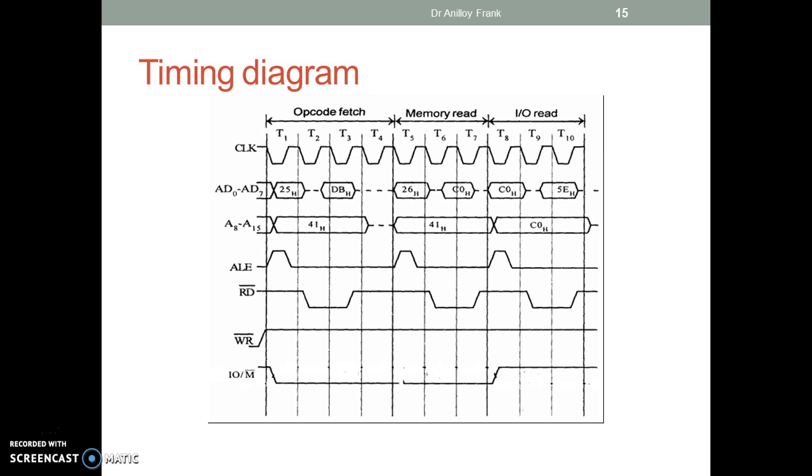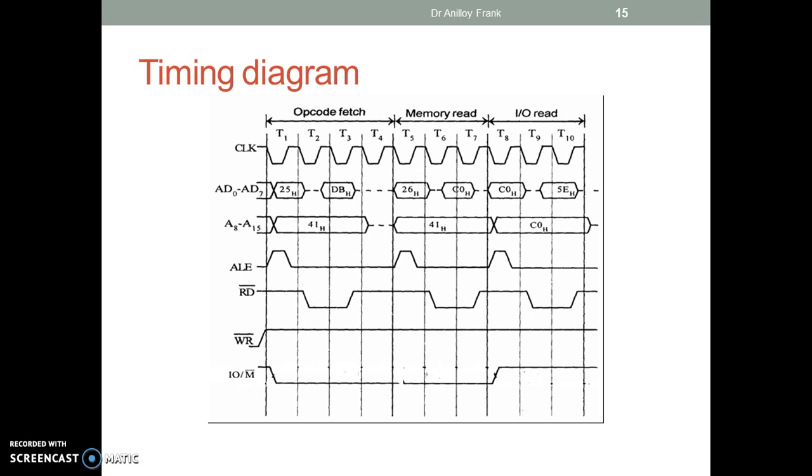In clock cycle T5, ALE is high, indicating the address on lines AD0 to AD7. The IO bar is low, indicating memory read. In clock cycles T6, T7, the data is on AD0 to AD7. The RD bar is low, indicating a read signal. The IO bar is low, indicating memory read.